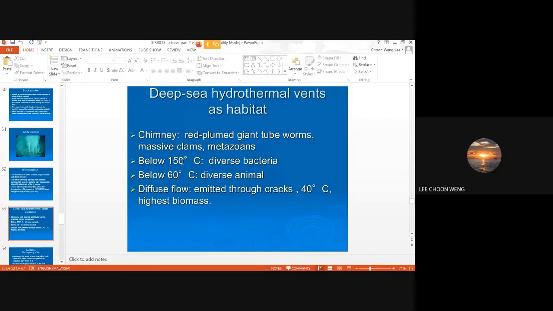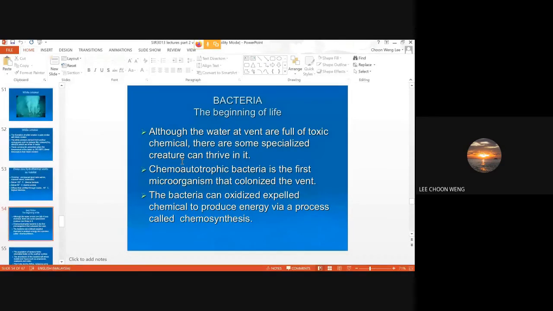So bacteria is the main organism here, the main component in the food web. Okay, it functions as the primary producer because it is able to produce energy and biomass through chemosynthesis. Okay, the chemoautotrophic bacteria is able to carry out chemosynthesis. So not photosynthesis, but chemosynthesis.